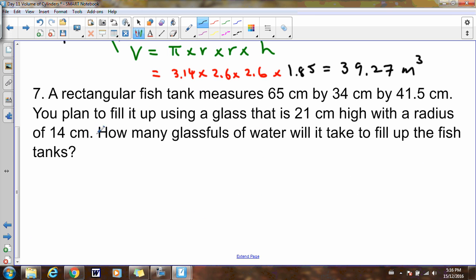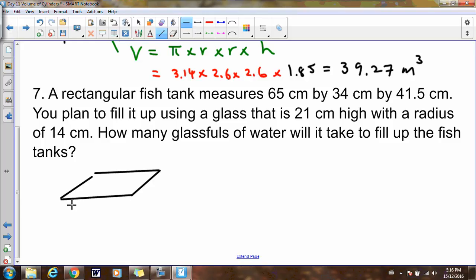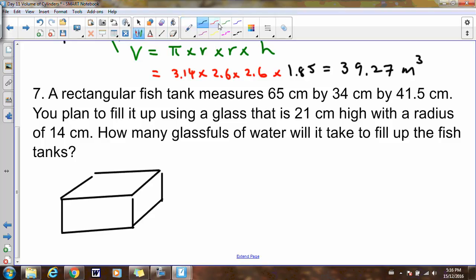Okay, the last question. This time we have a rectangular fish tank. Oh, that's interesting. So we're actually dealing with a rectangular prism this time. So let's see what they're talking about here. We're going to draw this out, and look at that. They tell us that we have the measure of 65 centimeters by 34 centimeters by 41.5 centimeters. My drawing is not to scale, but this is basically what they're talking about. They're giving us this information.